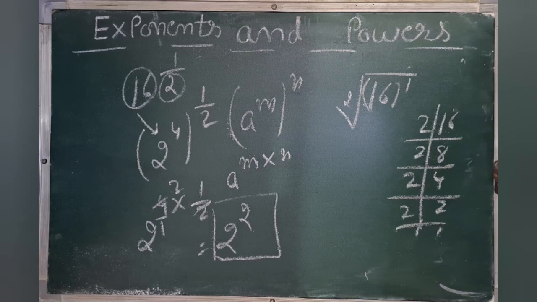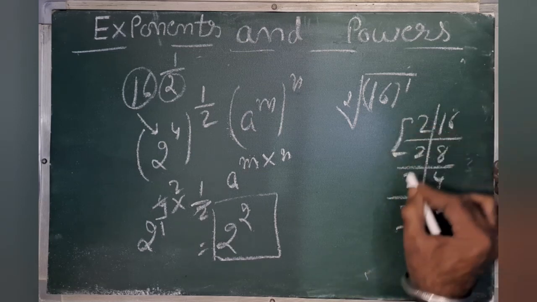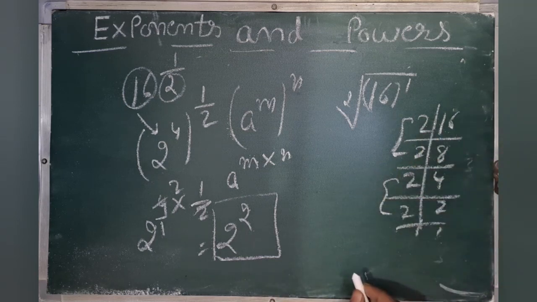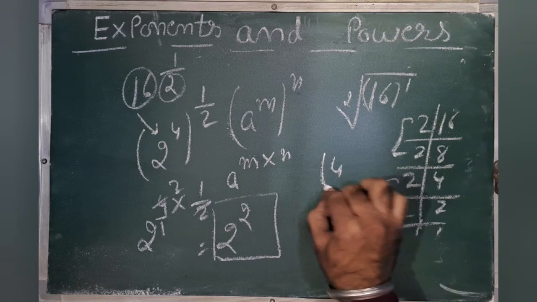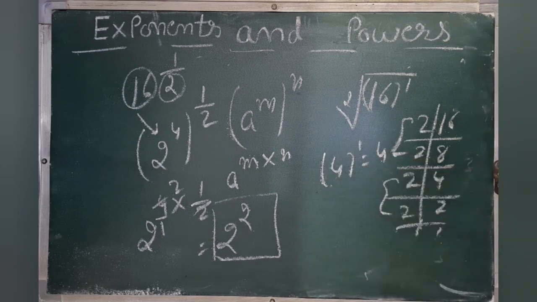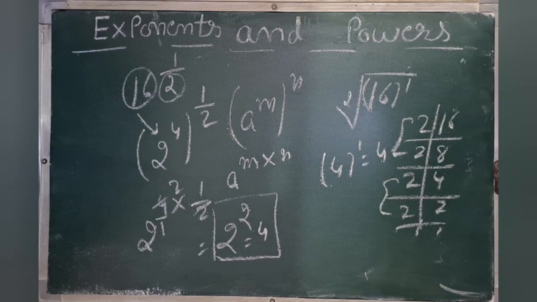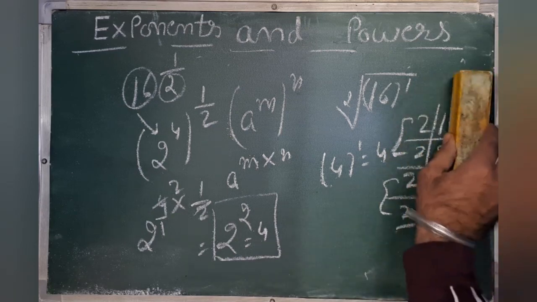So in this we have to find the square root. Square root means we have to make pairs of 2. The square root of 16 is 2, since 2 twos are 4. So 4 power 1 means 4. And 2 power 2 is again 4. So these are the two methods. Next example.